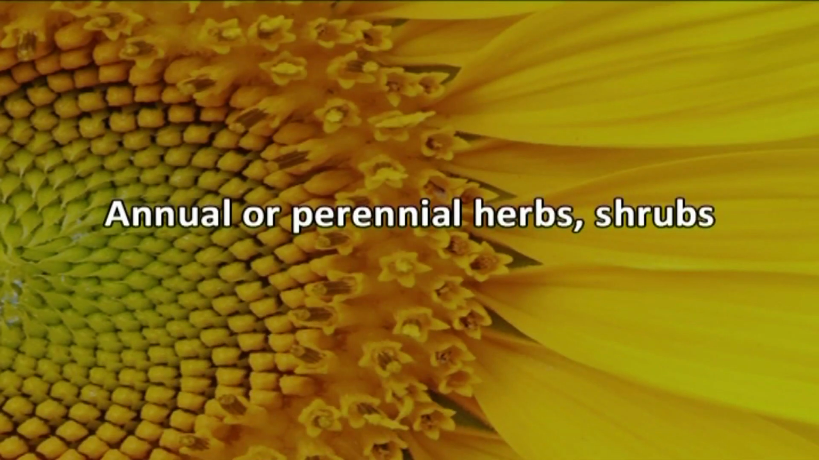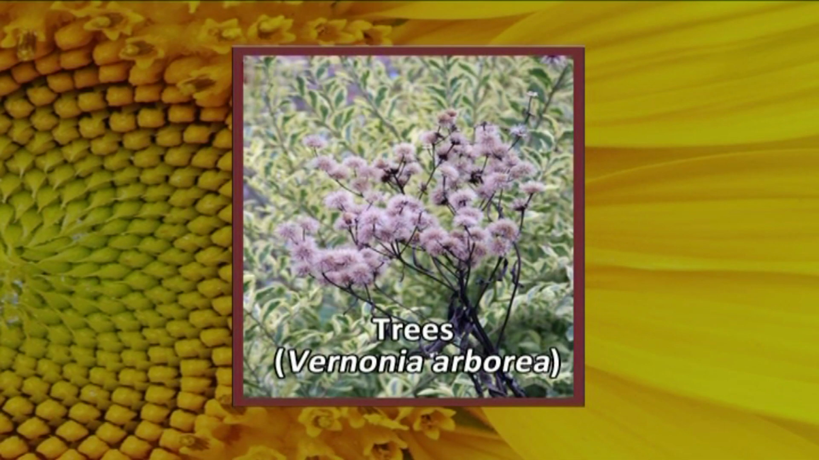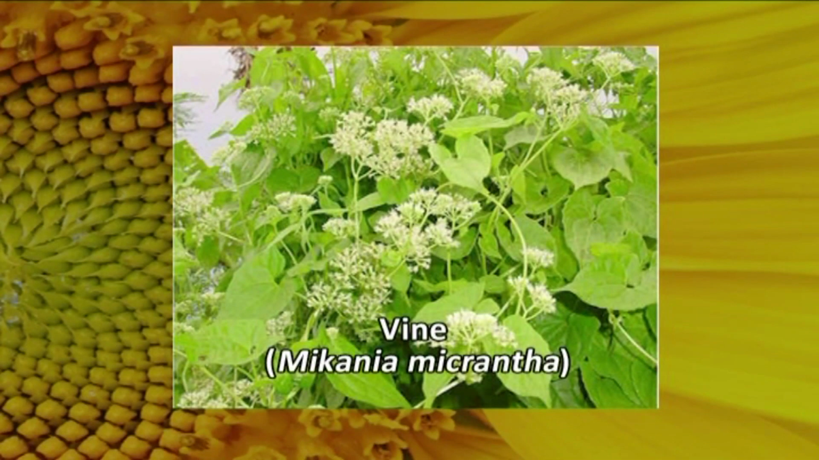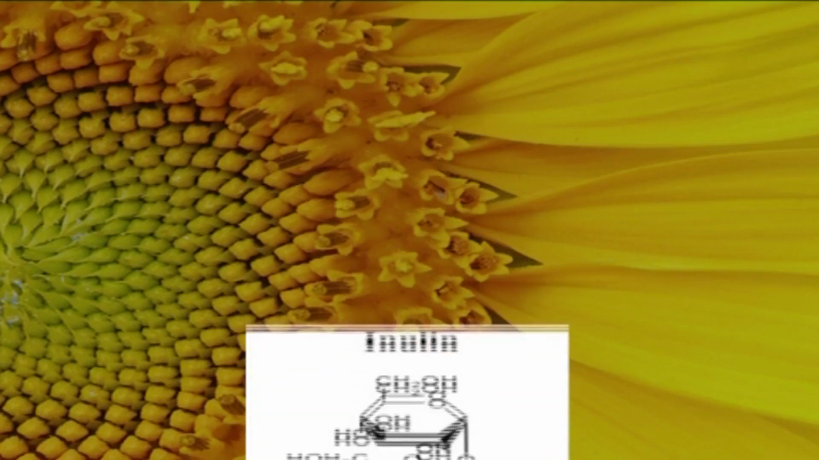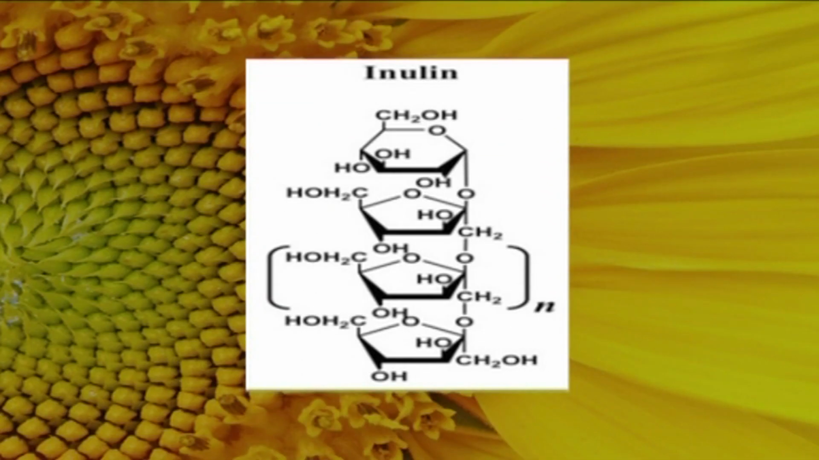When we talk about the habit of the Asteraceae family, its members are either annual or perennial herbs, or sometimes they can be even shrubs, or very infrequently we see the Asteraceous taxa can be even trees. An example is Vernonia arborea. Or very rarely they can be even vines. The example here is Mikania micrantha. In the case of perennial herbs, they are often associated with tubers. These tubers store a carbohydrate by the name of inulin.